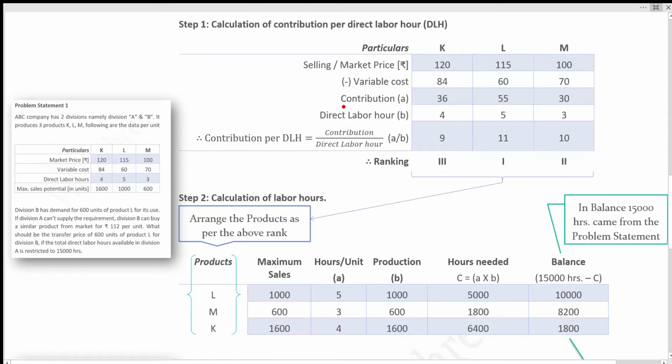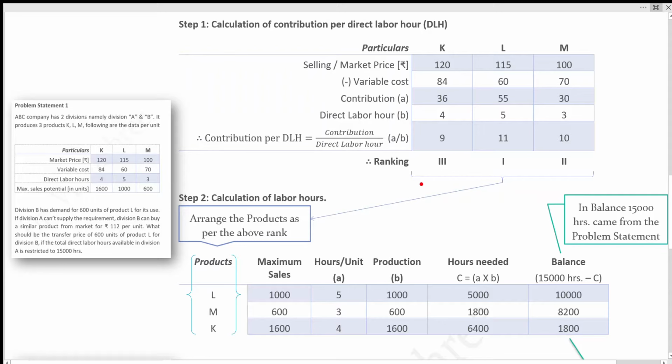The formula to calculate the contribution, as we already know, is selling price minus variable cost. Selling price per unit is already given in the question, and variable cost per unit is also given. So selling price minus variable cost gives contribution. Direct labor hour is already given in the question, so we can easily calculate contribution per direct labor hour. That is contribution divided by direct labor hour, in other words A divided by B.